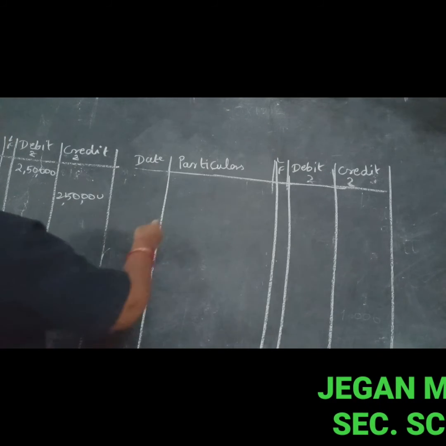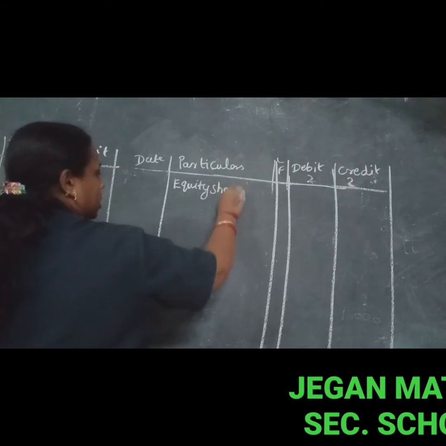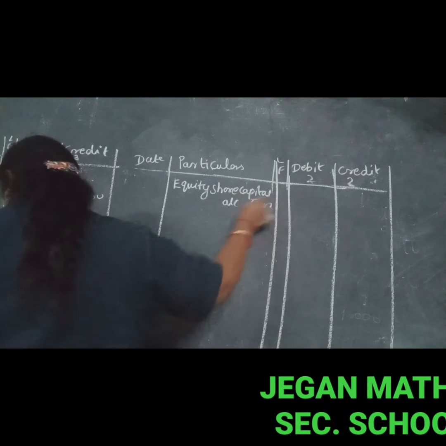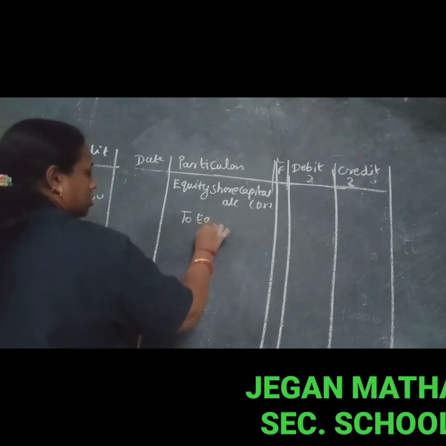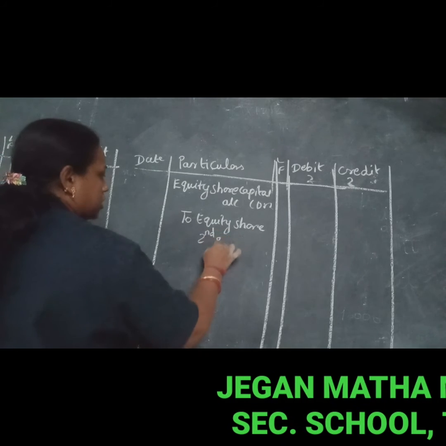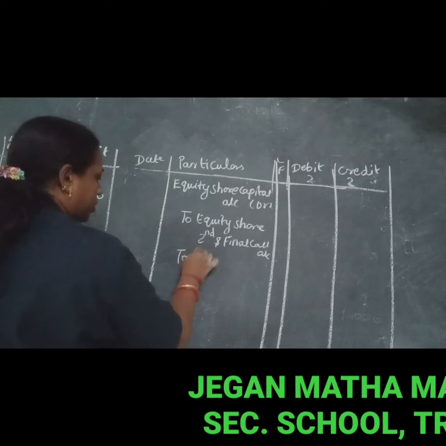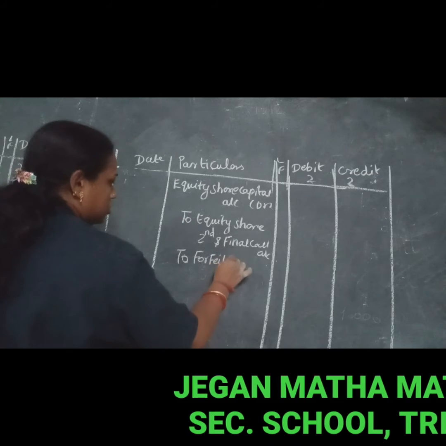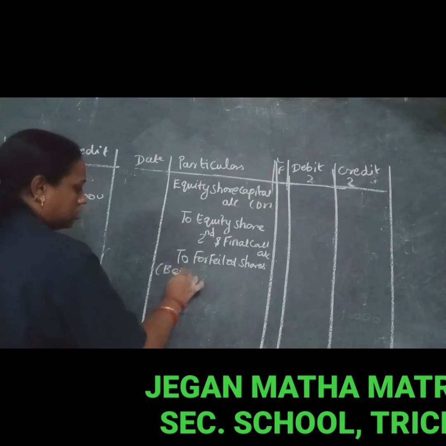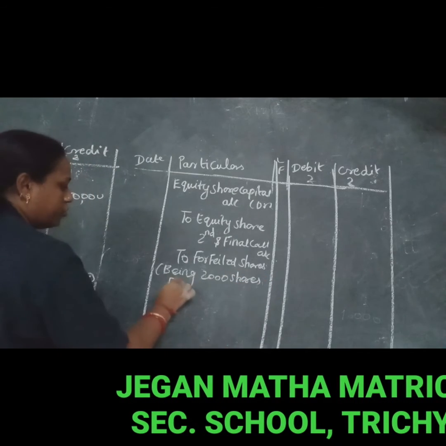For forfeiture, the first entry: equity share capital account debit to equity share second and final call account and to forfeited shares account, being 2,000 shares are forfeited for non-payment of call money.